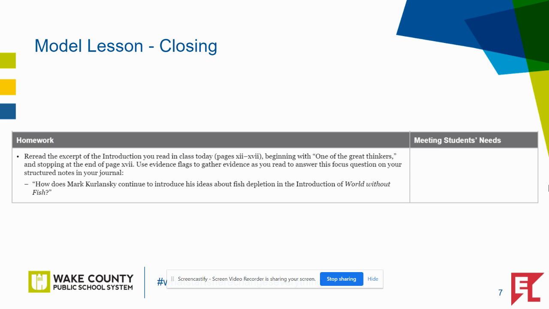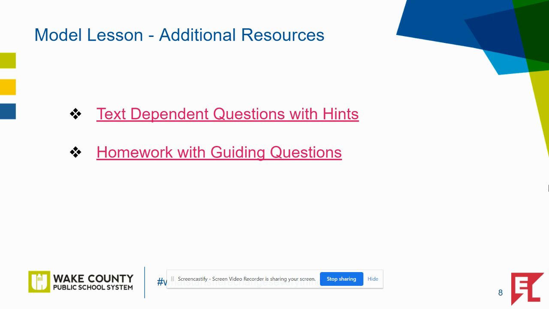In the closing of this lesson, students are introduced to their homework assignment, which continues their analysis of how Kurlansky conveys his ideas about fish depletion in the section of the introduction students worked through today in class. Consider providing a scaffolded version for students who are having difficulty with this task. An example will be provided on the following slide.